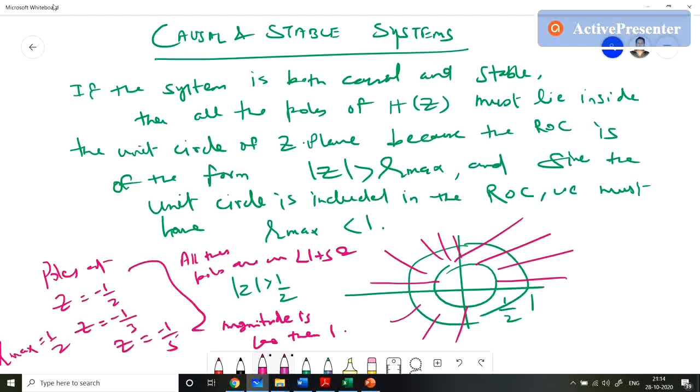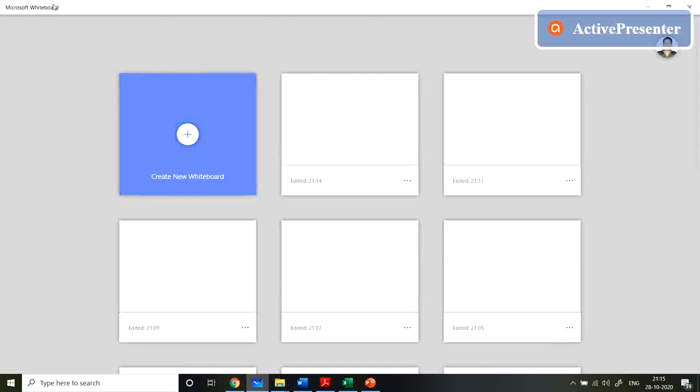This type of system is both causal and stable when all the poles of S(z) lie inside the unit circle, and for stability they must lie on the left hand side.